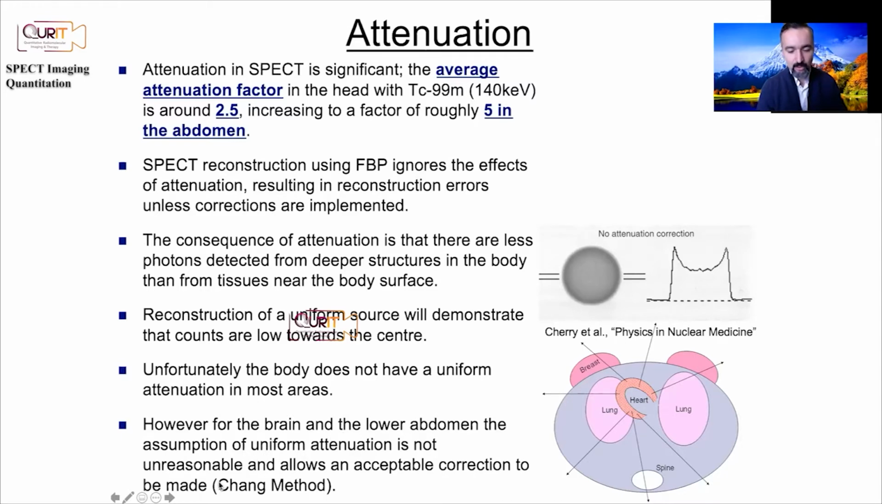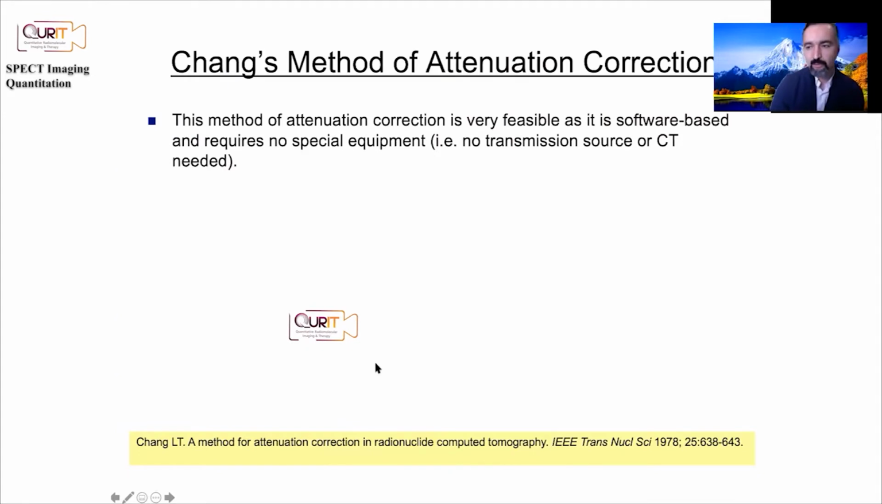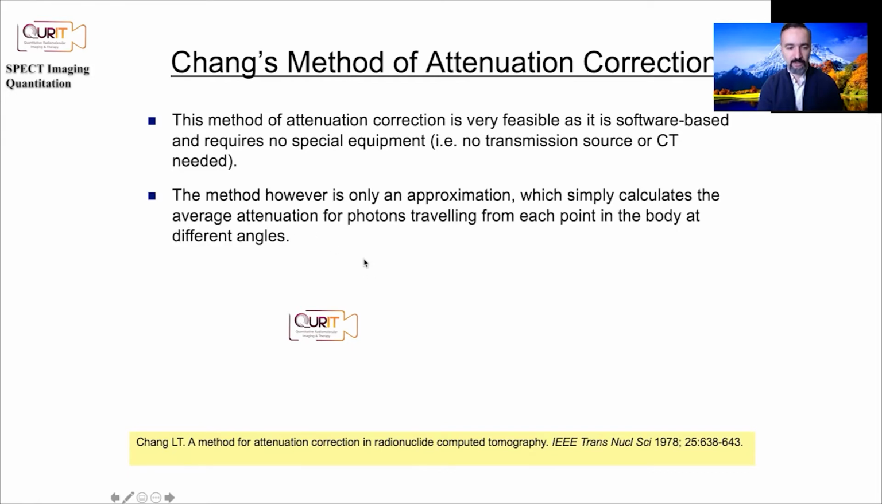And so this leads to the so-called Chang method. If you can assume, let's say in the brain, that you have uniform attenuation, that the tissue is pretty consistent, then you could do some kind of correction methods that are not bad at all. So here's an example of the famous Chang's method that used to be used a lot. It is very feasible because it's purely software-based, no special equipment, so you don't add any transmission source or CT needed. So this has been somewhat popular in the past.